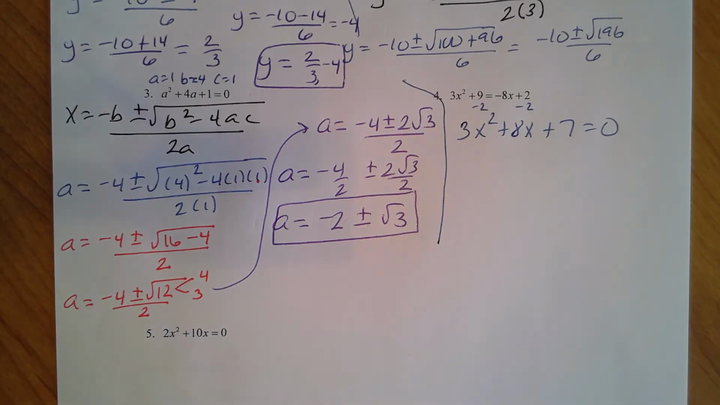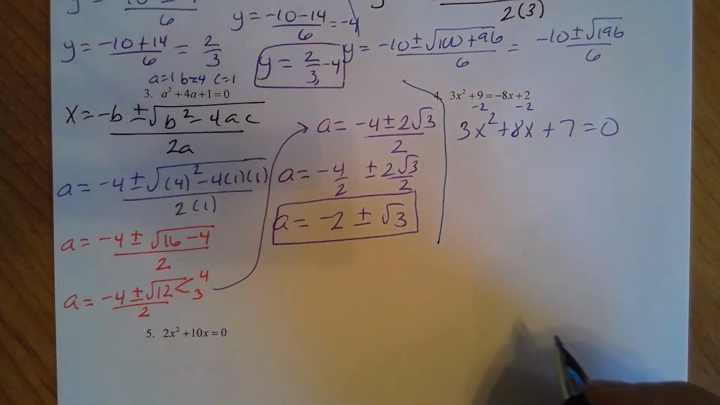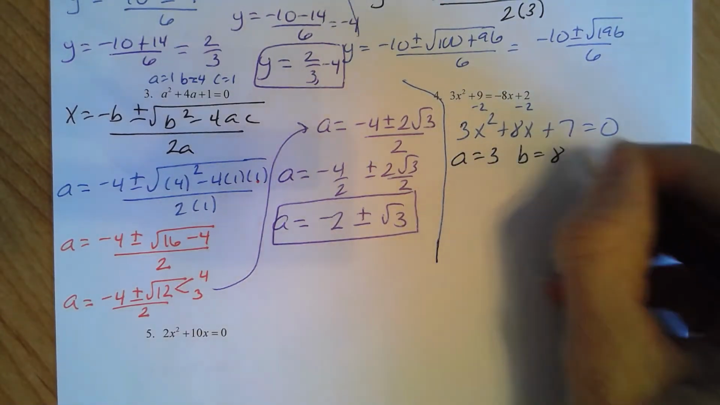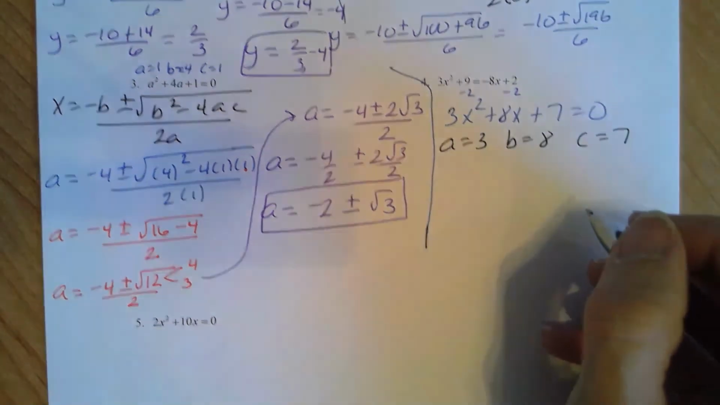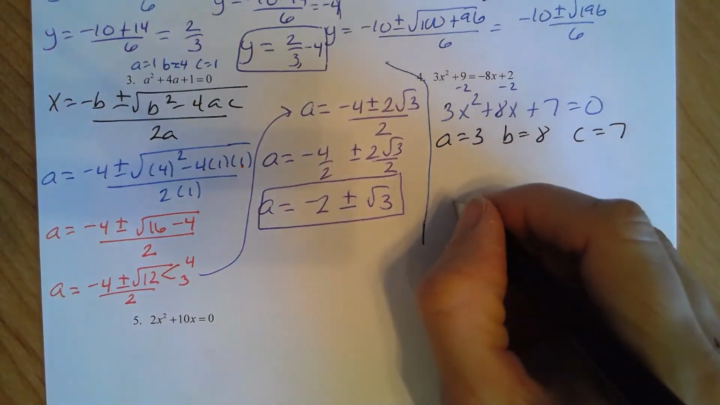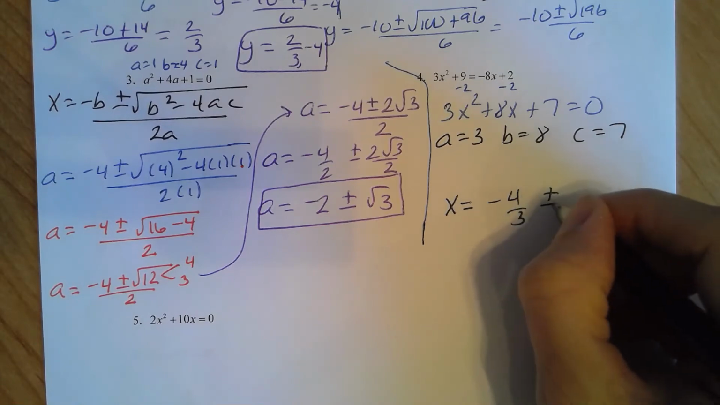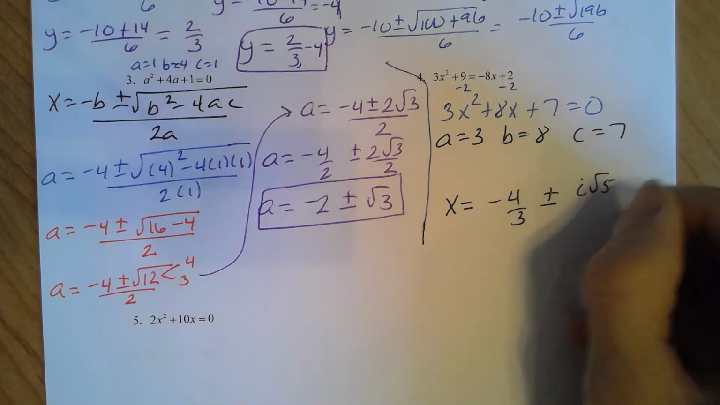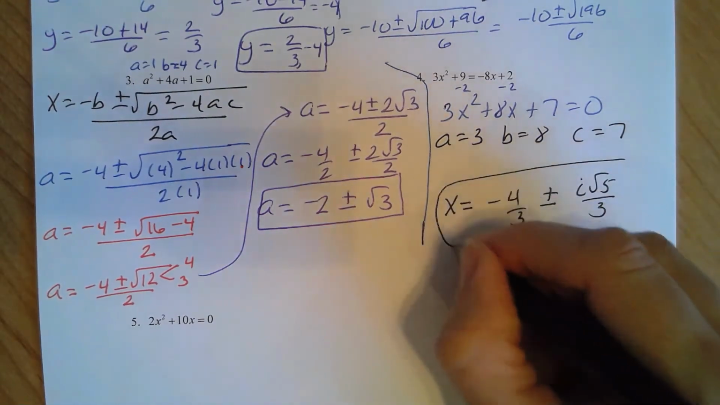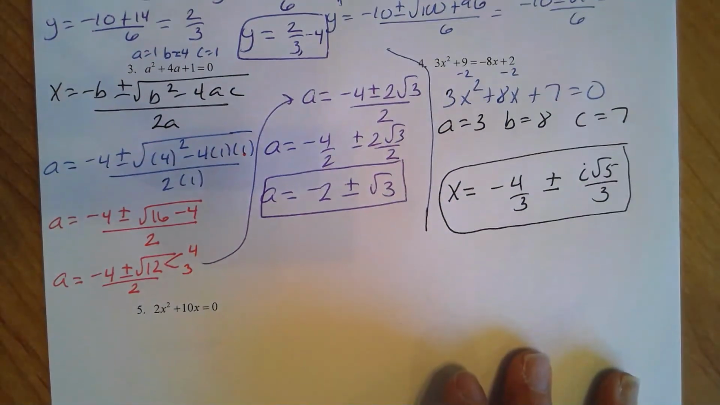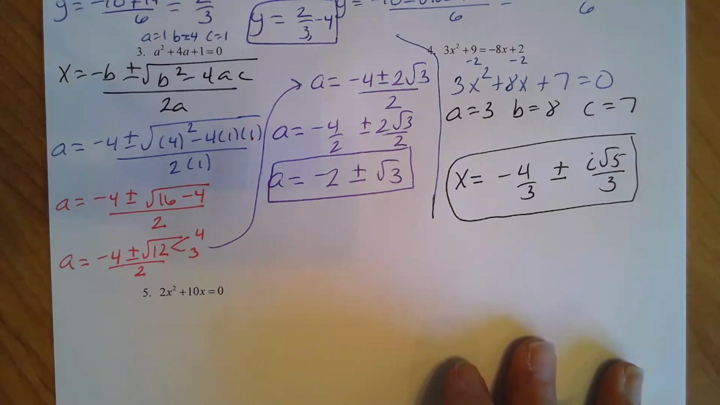the quadratic formula. I'm going to give you the answer so you can come back and try this one on your own. But a is 3, b is 8, and c is 7. And you are going to have a negative under the radical. So you're going to end up with x equaling negative 4 over 3 plus or minus i square root of 5 over 3. Again, I'm always going to separate each one over its own denominator and simplify. So see if you can get that answer for number 4.